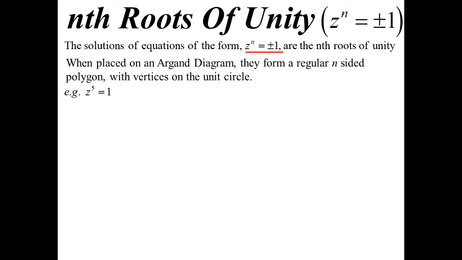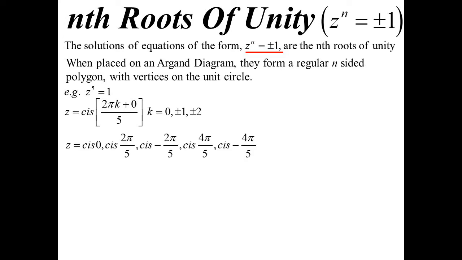So let's do the fifth roots of unity. z to the power of 5 is equal to 1. And so we saw using de Moivre's theorem, we can say that's cis of (2 pi k plus, in this case, 0, because the argument of 1 is 0) divided by 5. 1 is a real number, so I know I'm going to get conjugate pairs. So I've chosen k equals 0, plus or minus 1, plus or minus 2. So we get cis 0, which is 1, and then cis 2 pi on 5, cis minus 2 pi on 5, cis 4 pi on 5, and cis minus 4 pi on 5.